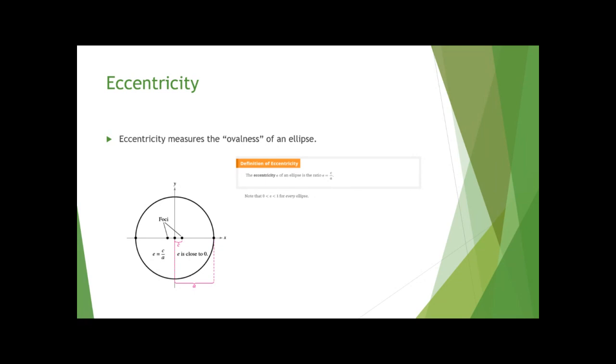The eccentricity of an ellipse is the ratio E equals C over A. And E is always between 0 and 1. So if it's a perfect circle, your E is close to 1. And the more stretched out it is, the bigger it gets, closer to 1. So it starts close to 0. I think I might have accidentally said 1. Circle, your E is close to 0. And then as it gets stretched out, it gets closer to 1.